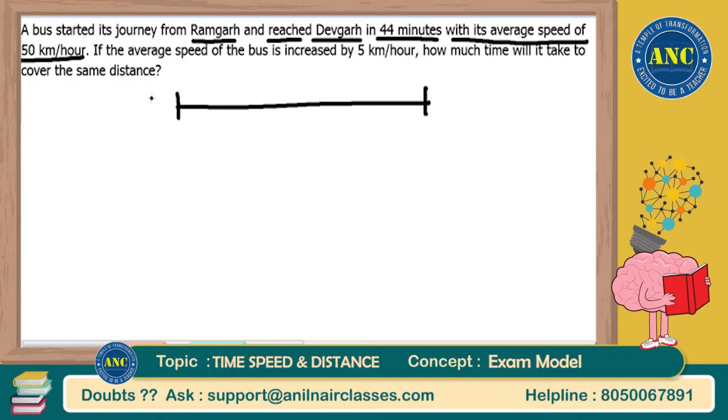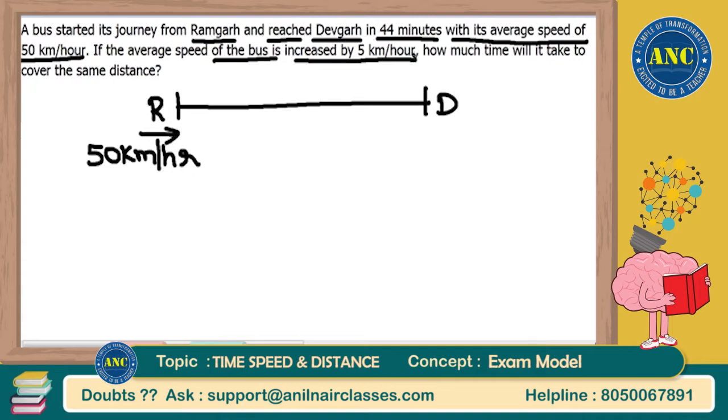So it is going from Ramgarh to Devgarh and it is reaching its destination in 44 minutes, traveling at a speed of 50 kilometers per hour. That is the first point. If the average speed of the bus is increased by 5 kilometers per hour, how much time will it take to cover the same distance? Same distance is the catch in this question.